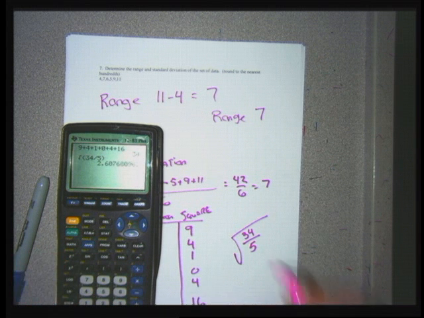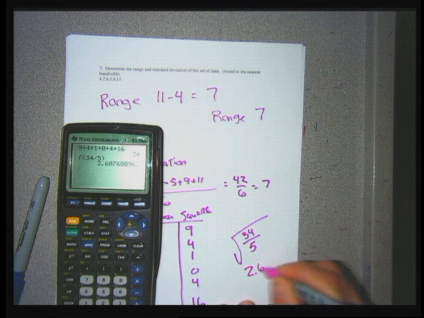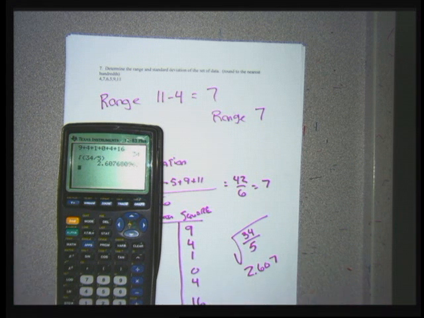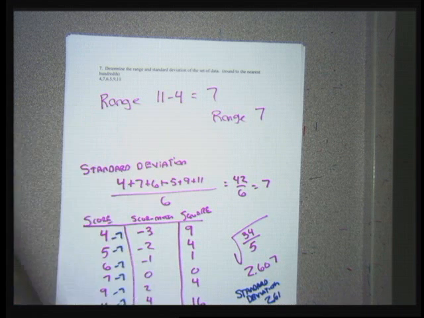And I get 2.607. It says round to the hundredth, which is 2 decimal places. So for the standard deviation, I'm going to write 2.61. I should be able to easily get this on my calculator. So 2.61 is the number I'm looking for.